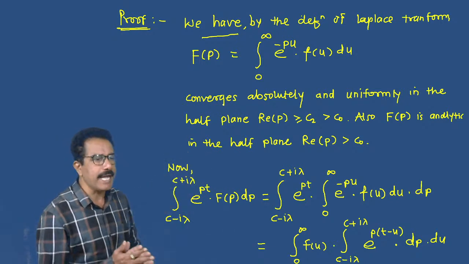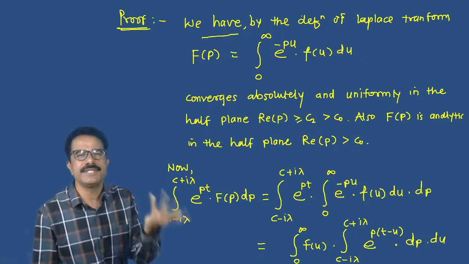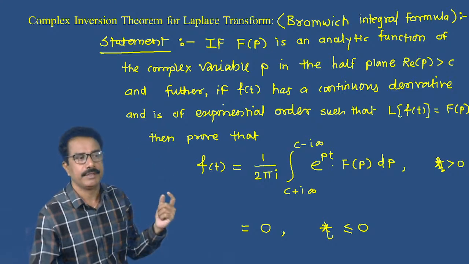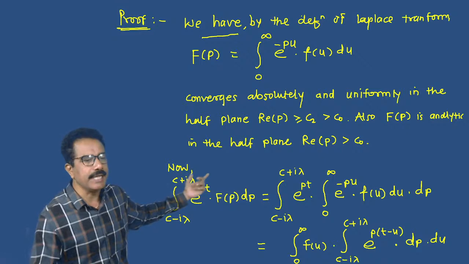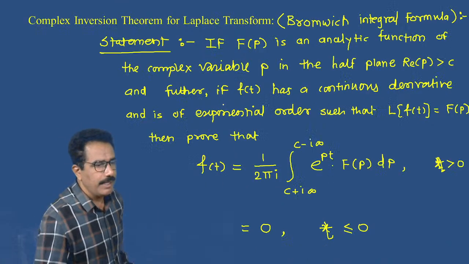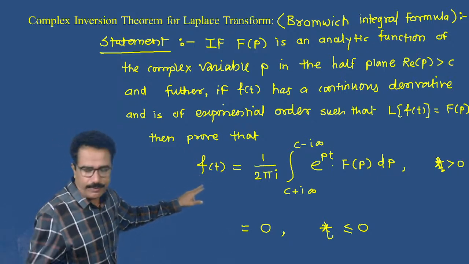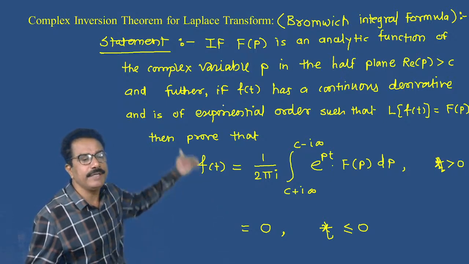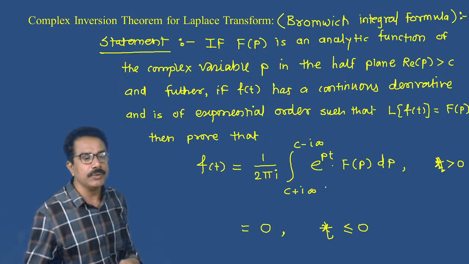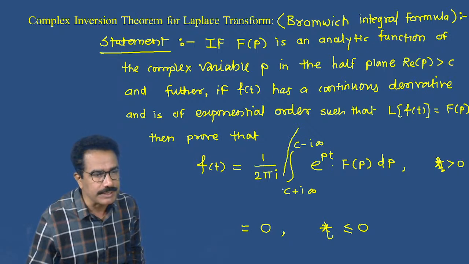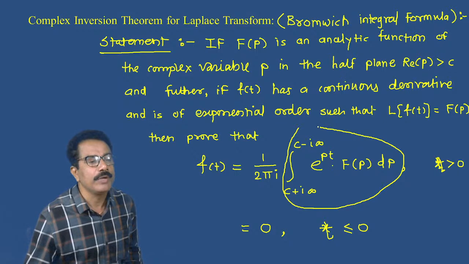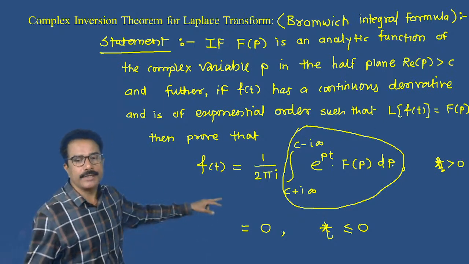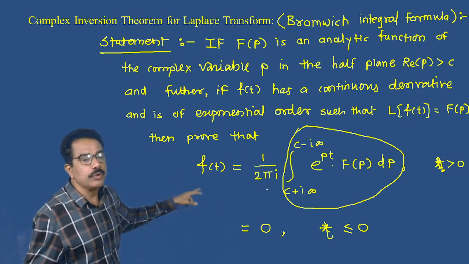Also, capital F of p is analytic in the half plane real part of p greater than c or c naught. In the statement we have been given that capital F of p is an analytic function. Now see here, student, we have to show that f of t is equal to 1 upon 2 pi i integral from c plus i infinity to c minus i infinity e raised to pt into capital F of p dp. So first of all we have to consider this term only. On the right side, we consider the integral, and by solving the integral, we have to show that its value is 2 pi i into f of t.